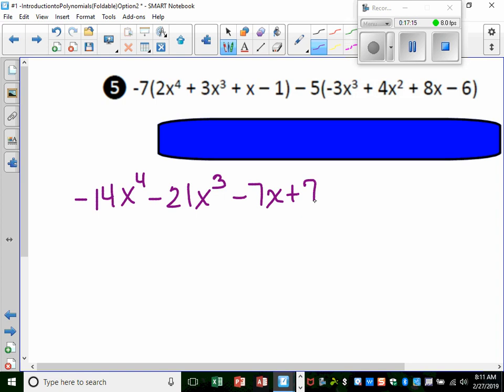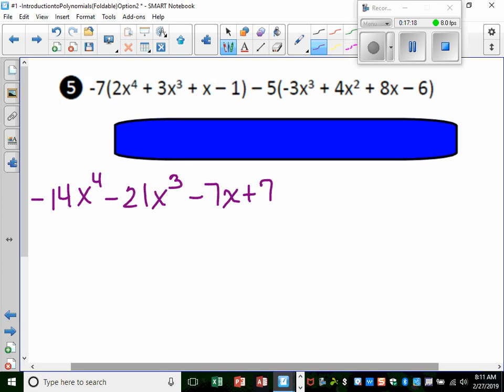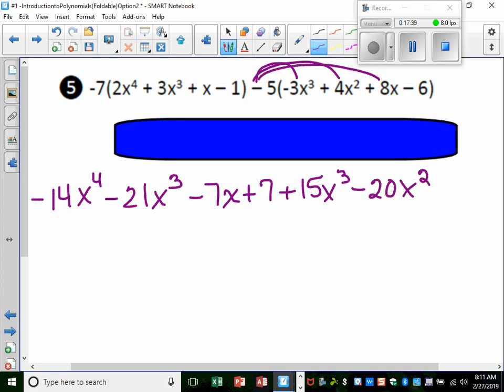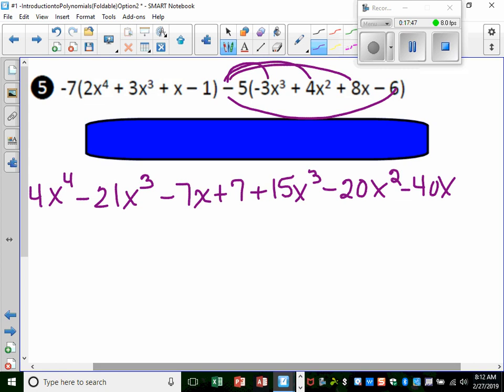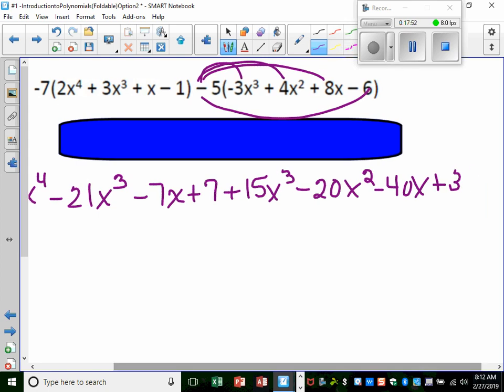Right. Now, you can keep going straight across if you want and say, okay, well, negative 5 times a negative 3. What's the negative times the negative? So that's going to give me positive 15x to the 3rd. Then I'm going to multiply negative 5 times the positive 4. That's going to give me minus 20x to the 2nd. Negative 5 times a positive 8 will give me negative 40x. And then the negative times the negative will give me a positive 30. So if you want to do it horizontally, this is the way it will look.